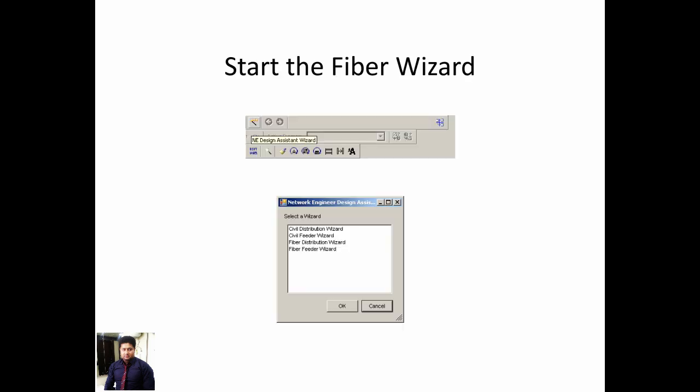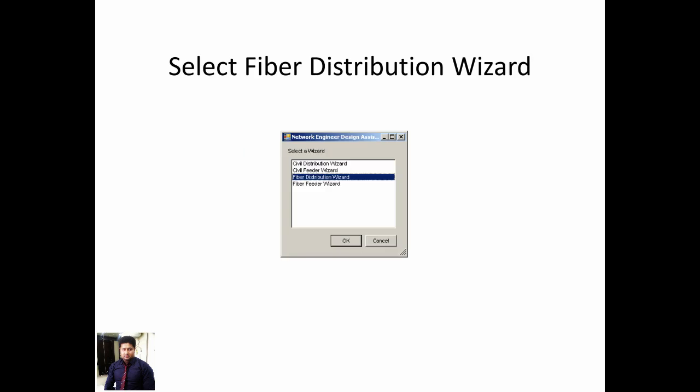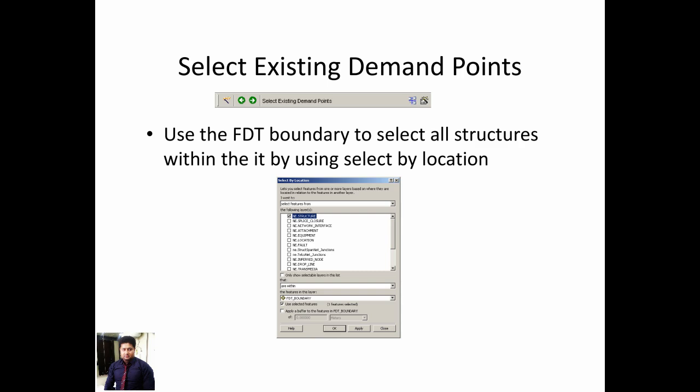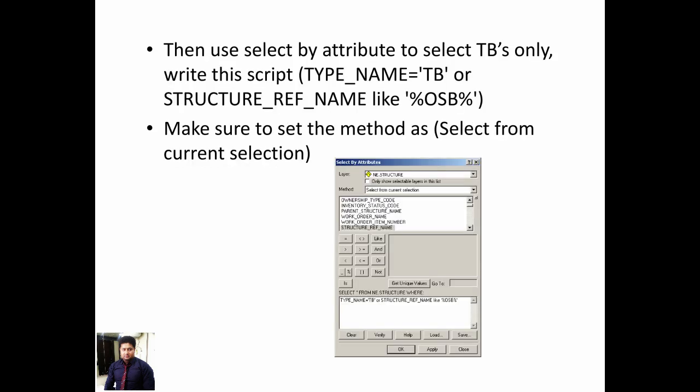Start the Fiber Wizard. Select Fiber Distribution Wizard. Select existing demand points. Use the FDT boundary to select all structures within it by using Select by Location. Then use Select by Attribute to select TBs only. Write this script: _name is equal to TB or structure_ref_name like %OSB%. Make sure to set the method as select from current selection.